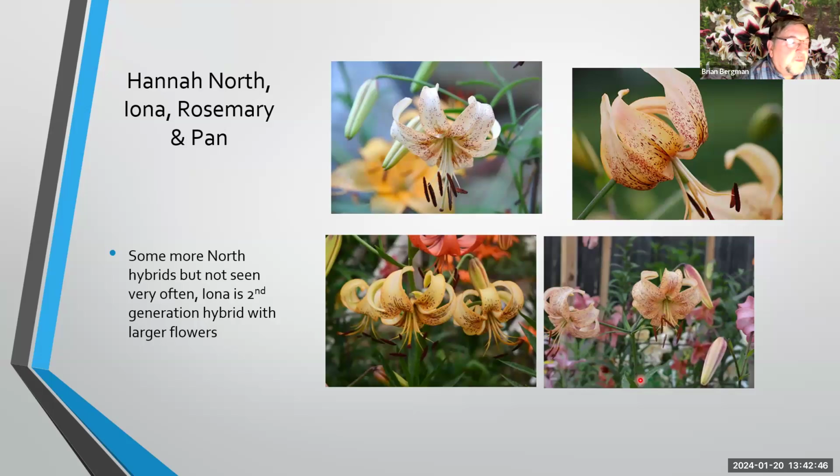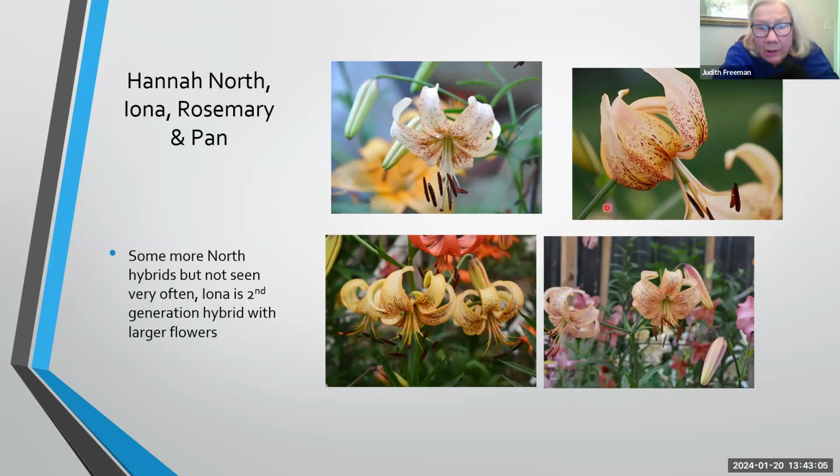And then we have a number of others. There's Hannah. Oh, it's just plain Hannah. That's right. Hannah, Iona, Rosemary, and Pan. Hannah, you will not see. Rosemary is very hard to find. Iona and Pan, you can still have. Oh, Pan, we have lots of Iona.